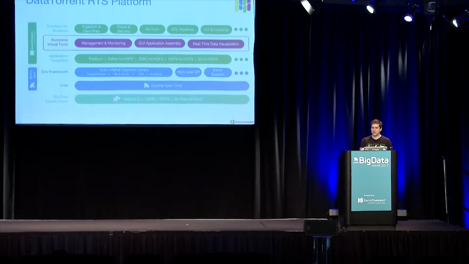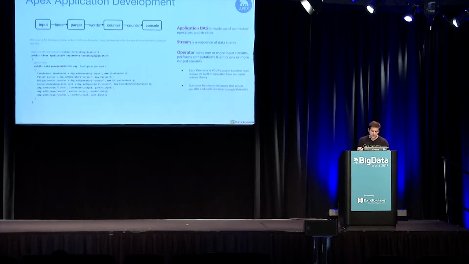There are a number of benefits why you might want to use Apache Apex for your big data stream processing and batch solutions. But the focus for my talk is the visual tools that we provide as part of DataTorrent RTS, including management and monitoring. I'll give a brief demo of the graphical assembly tool. And we'll talk a little bit about real-time data visualizations, which will lead into the next talk, on how to enable real-time visualizations for your big data apps.